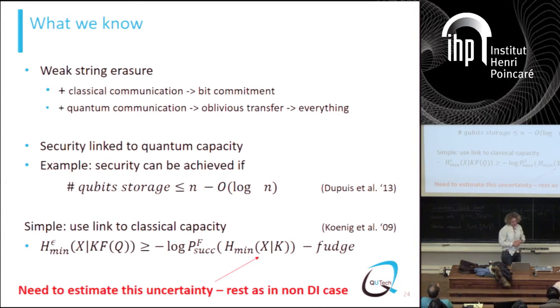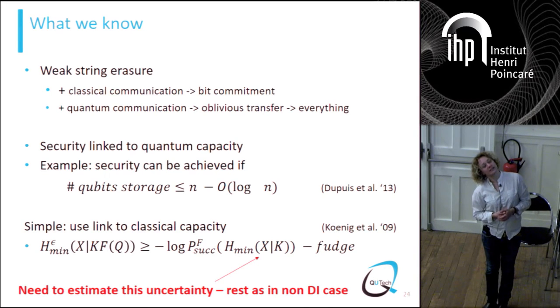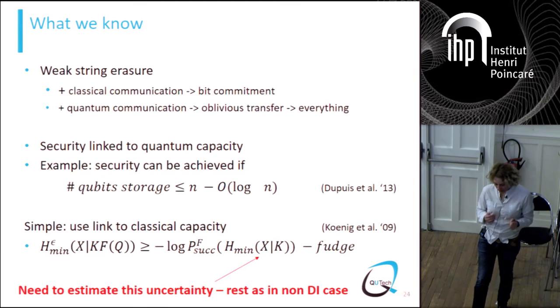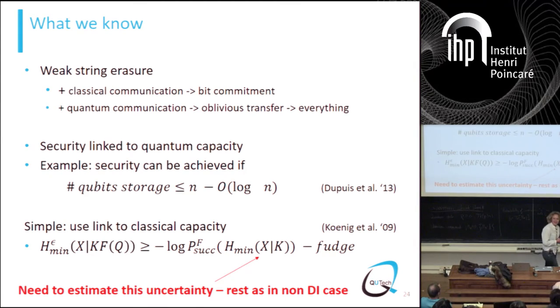And what we know about this is that it's kind of universal. If we augment it with classical or quantum communication, we can in principle do anything. And we know that at least using trusted devices, we can achieve security for essentially any storage assumption.